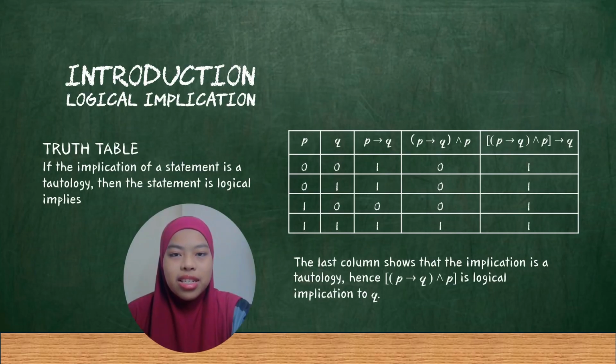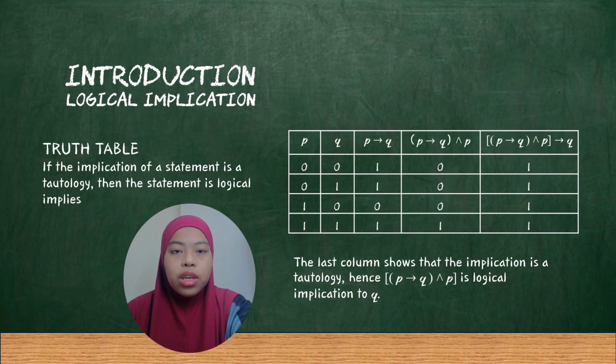My name is Nur Alia Aisyah binti Muhammad Rawi. Now, I will explain about the truth table. So we know there are two ways to define logical implication. One of them is the truth table. There is also another way, which is the rule of inference. Okay, so today, I will go through the truth table.